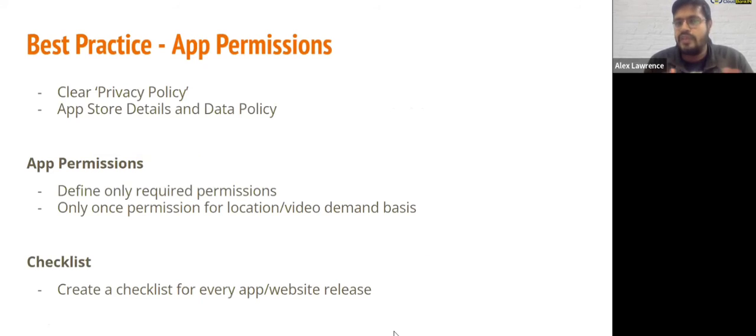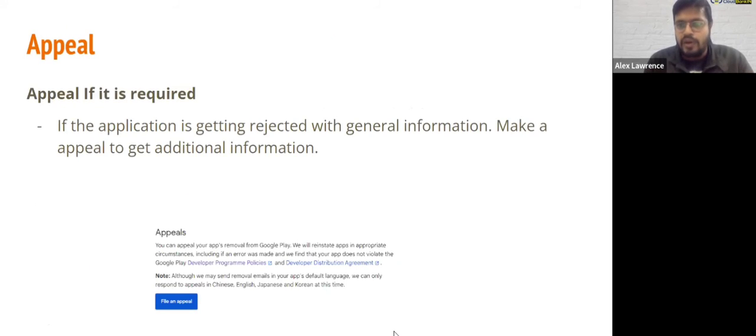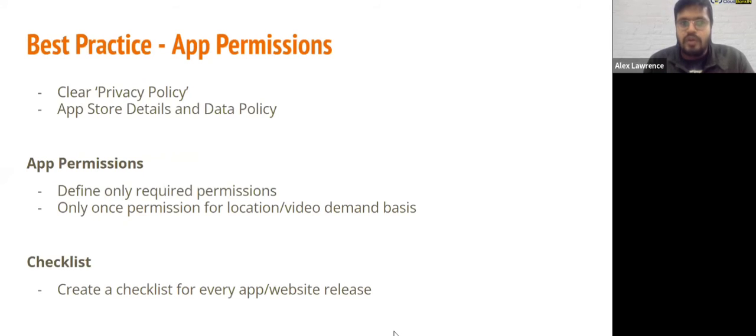Otherwise, most things are very clear in the App Store: what regulations to follow and what guidelines to follow. If you've set up the best practices, can you go to the next slide? The best practices will be mostly around a clear privacy policy, a valid URL with the right details and the right set of information, updating the App Store details with the right information, and the data policy. There is a data policy document which we have, and clear app permissions only for required things, not for every permission which you might not use.